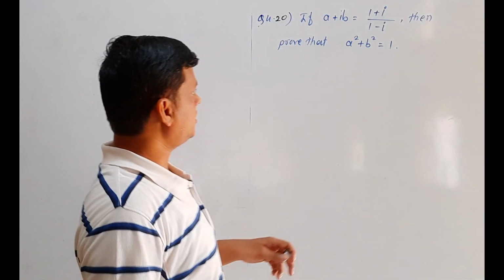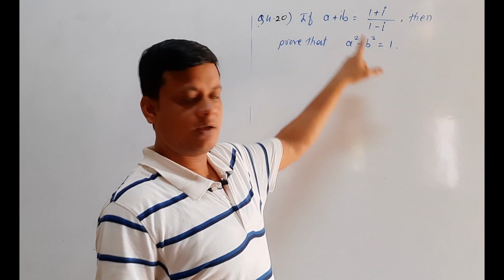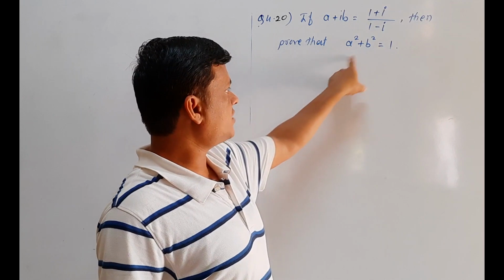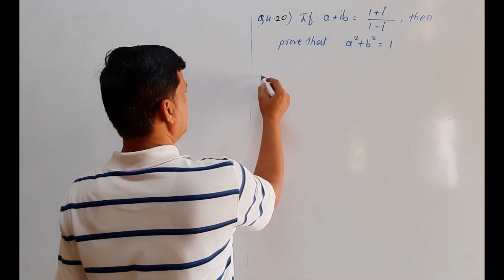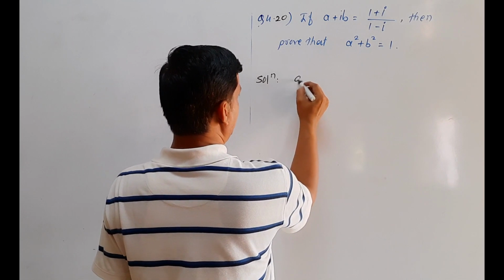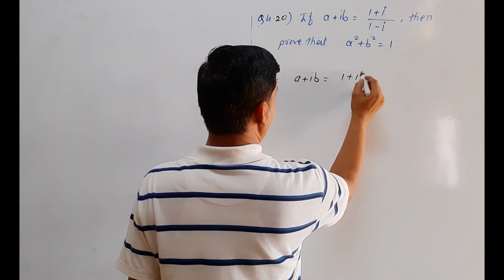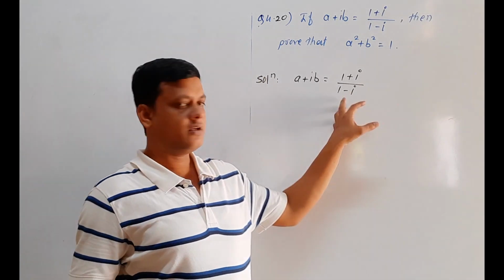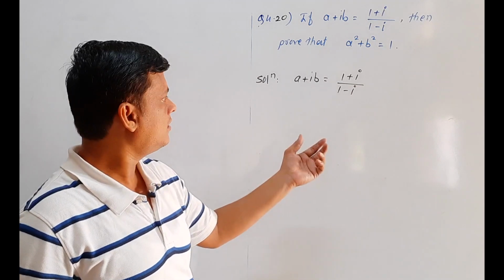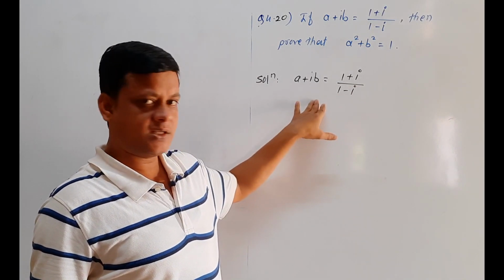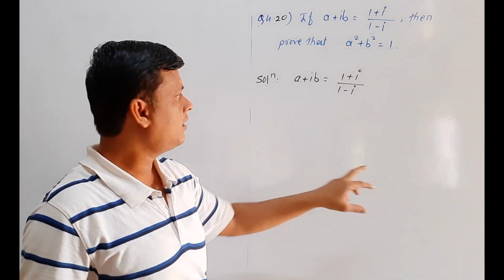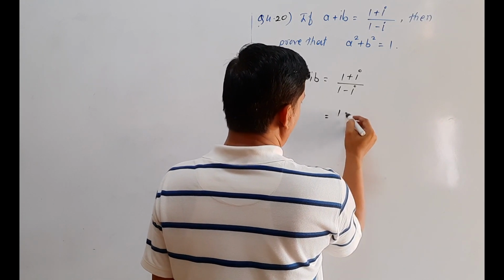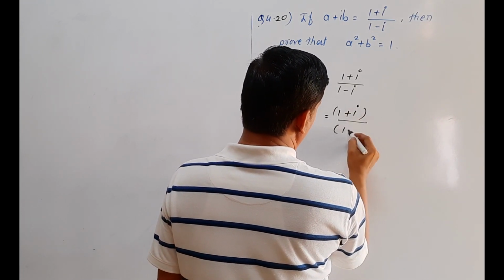Now see the next question, question number 20. If a + ib equals (1 + i)/(1 − i), then prove that a² + b² equals 1. So we use the given part: a + ib is equal to (1 + i)/(1 − i). You can solve this problem in two ways, either by transferring this 1 − i to the left hand side or by taking the conjugate of this 1 − i. So we solve it by taking the conjugate of the denominator.